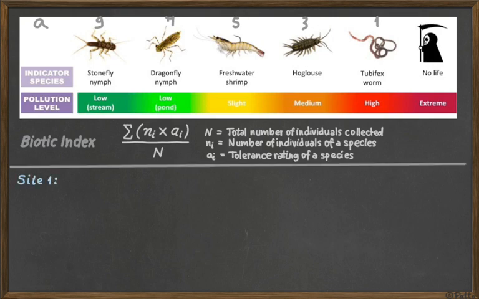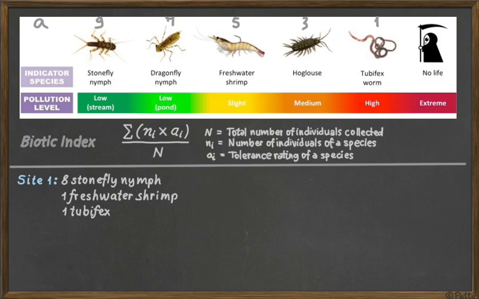So to exercise this, I'll give you an example, and I'll give you some time to calculate. There is a sample that we have in a certain place. We found 8 stonefly nymphs, 1 freshwater shrimp, and 1 tubifex worm. Calculate the biotic index for this place. I'll give you some time, pause the video. When you finish, carry on, and we are going to check to see if you got the same value as I did here.